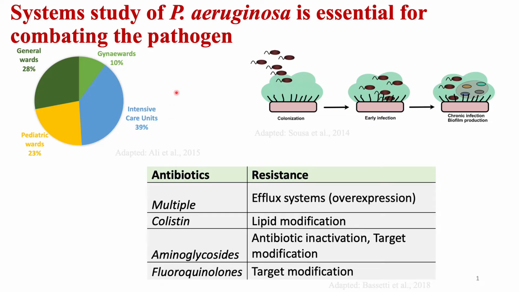Pseudomonas aeruginosa is one of the leading causes of nosocomial infections. Here with this pie chart, we can see that Pseudomonas is prevalent in hospital wards, with highest prevalence in intensive care units. Once transmitted, the pathogen first colonizes the host before establishing infection, and at chronic infection, biofilm production occurs.